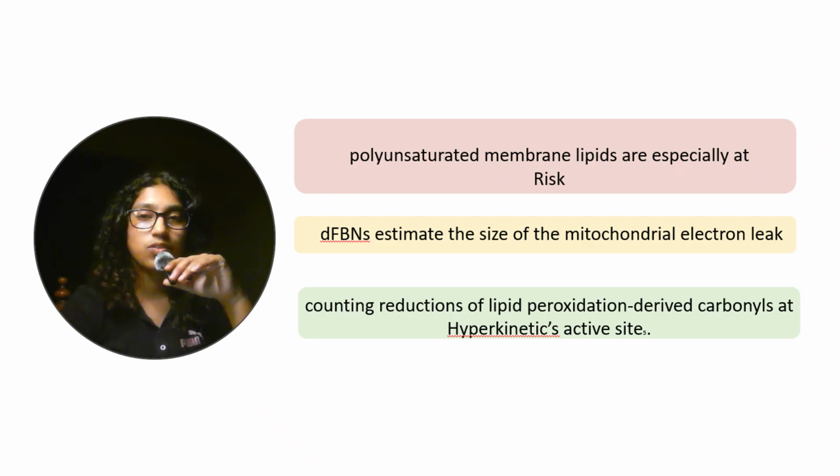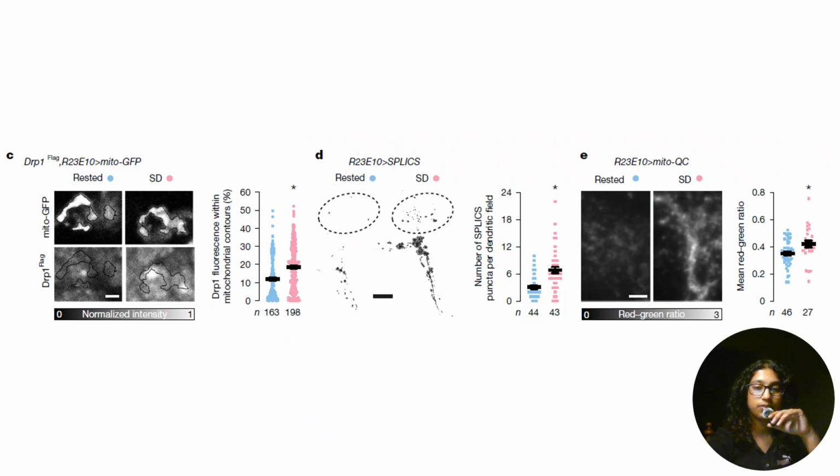So it leads to some of the observations that show that there will be a risk to polyunsaturated membranes, right, as I've already mentioned. And how DFNBs actually estimate the size of the mitochondrial electron leak is through counting the reductions of lipid peroxidized carbonyls at the hyperkinetic. Hyperkinetic's active site is the potassium channel shaker.